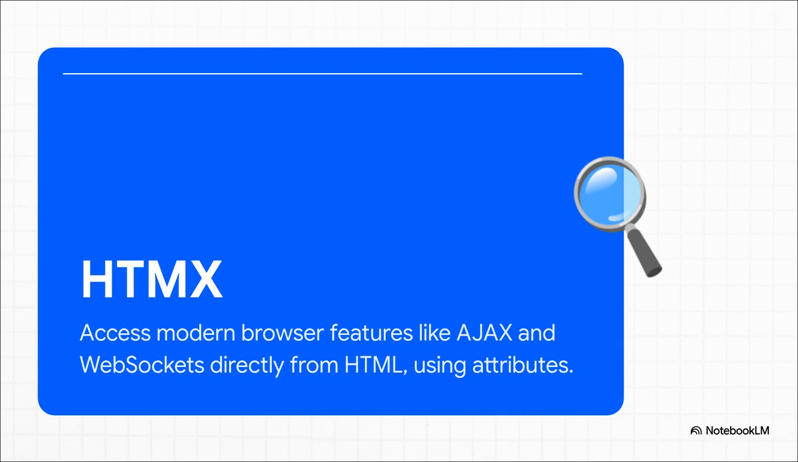Well, to put it simply, HTMX is this tiny library that lets you use all these cool modern browser features, like Ajax, the thing that lets you update parts of a page without a full reload, but you do it directly from your plain old HTML. No complex JavaScript needed. You just add a few special attributes to your tags.